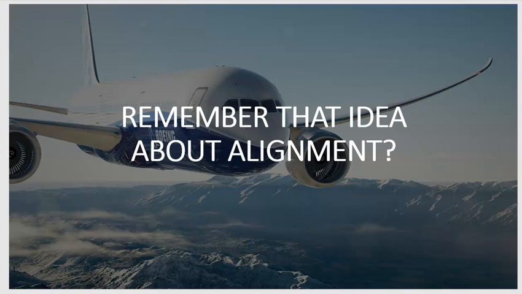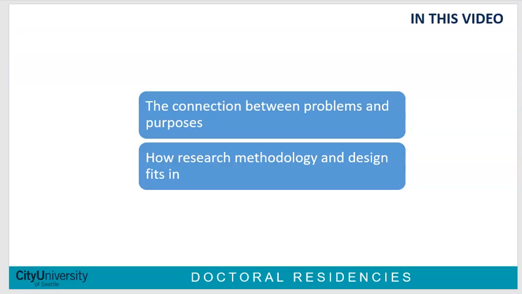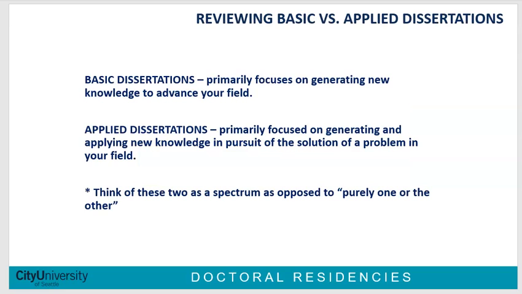And what I want to do in this video is talk specifically about how to link those ideas together, specifically the connection between the problems and the purposes, and how research methodology and design fits into this idea of alignment. So we're going to dig into alignment and look at the problem and purpose, the methodology, and the design. When I went over the video on the 15 components of the prospectus tool, I talked specifically about how there were certain parts in that prospectus tool that are going to be critical for alignment, and here we are. So, just a quick review first of all.